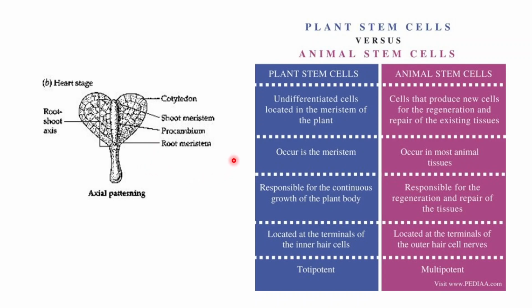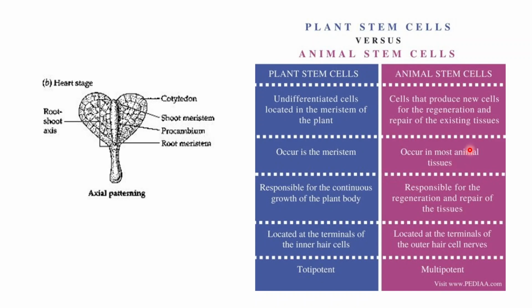Now on the second point about meristems, plant stem cells versus animal stem cells, here's the comparison between the meristems and the animal stem cells. Undifferentiated cells located in the meristem part of the plant. So we see that plant stem cells are also called meristem. Cells that produce new cells for the regeneration and repair of the existing tissues are stem cells in animals. Plant stem cells occur in meristem, whereas animal stem cells occur in most animal tissues.